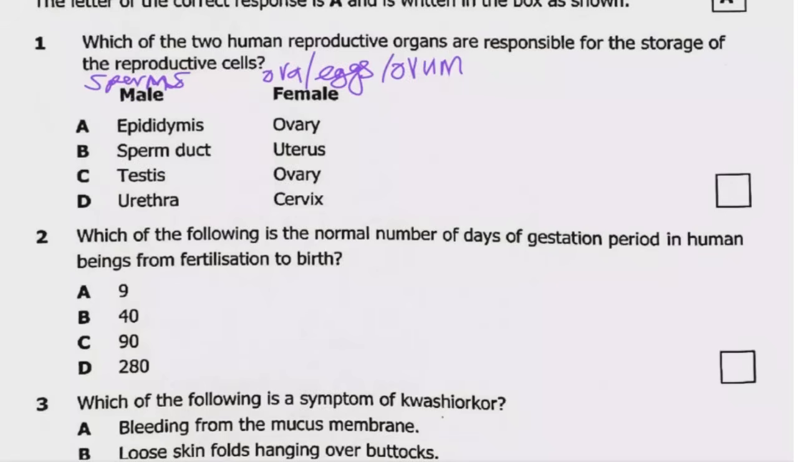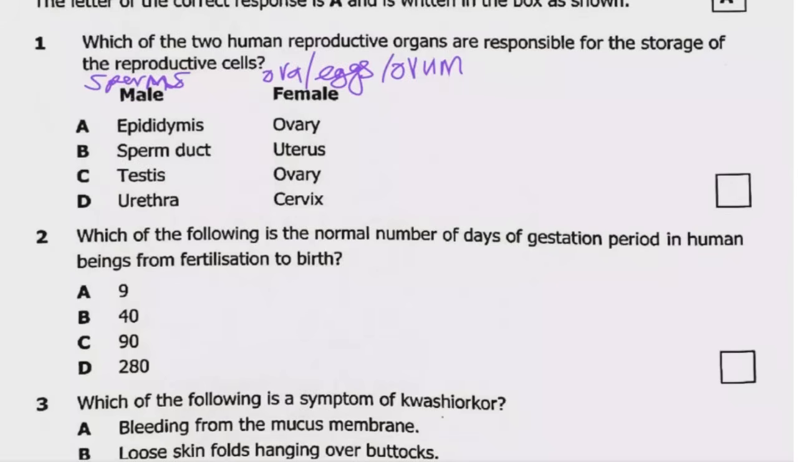B, we have got sperm duct and uterus. Sperm duct is just a passage of sperms from epididymis to urethra. They will pass through the sperm duct. Okay, then uterus.